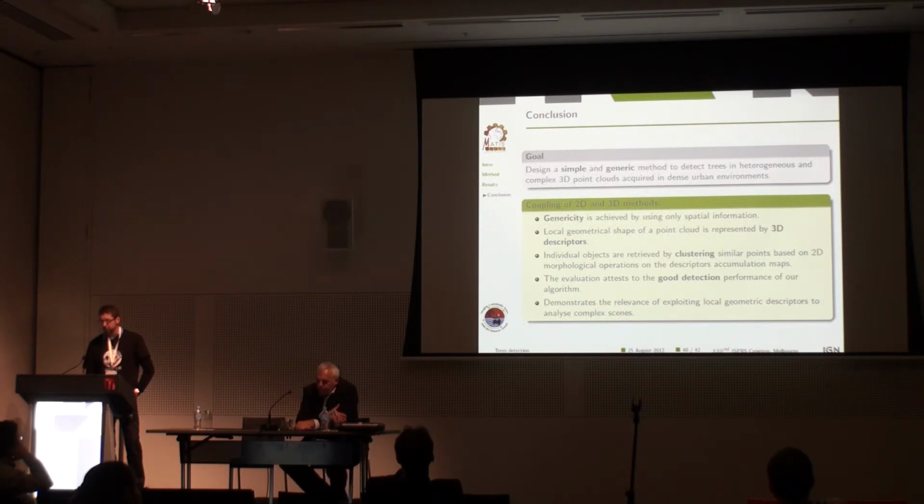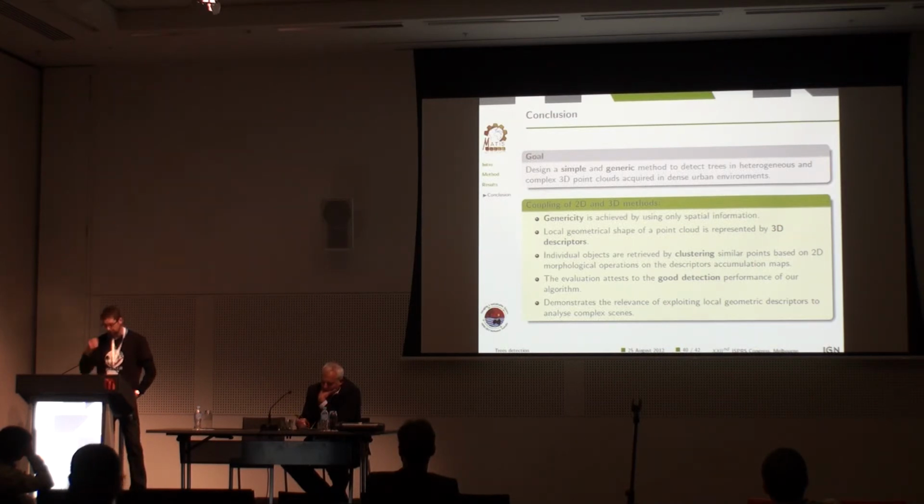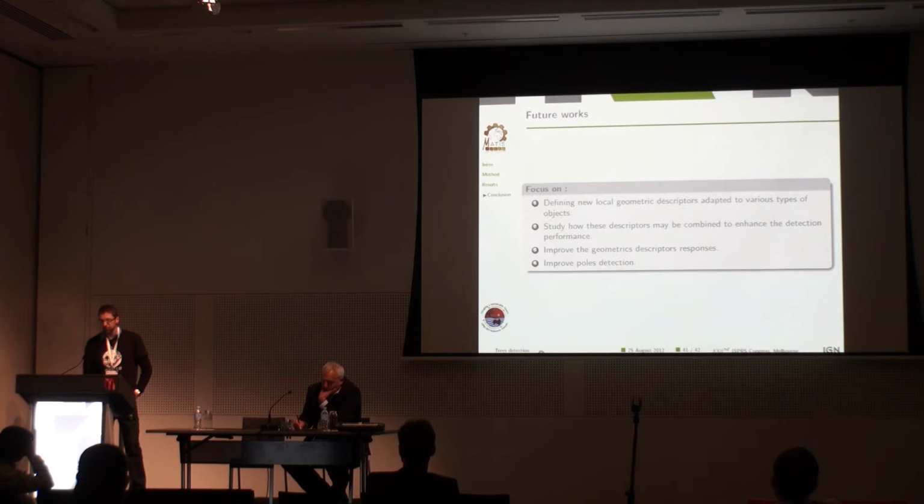So our goal was to design a simple and generic method to detect trees in heterogeneous and complex 3D point clouds. So we've seen that we have quite a good genericity by using only spatial information, so it can be adapted to many contexts. It is highly based on 3D descriptors, and we think that these 3D descriptors that are parameter free, because we don't need to have a threshold or a neighborhood size, are very useful. The individual trees were clustered, even if this clustering can be enhanced. It was clustered based on 2D morphological operations. And the evaluation attests that we have a good detection rate. So it demonstrates the relevance of exploiting local geometric descriptors to analyze complex scenes.